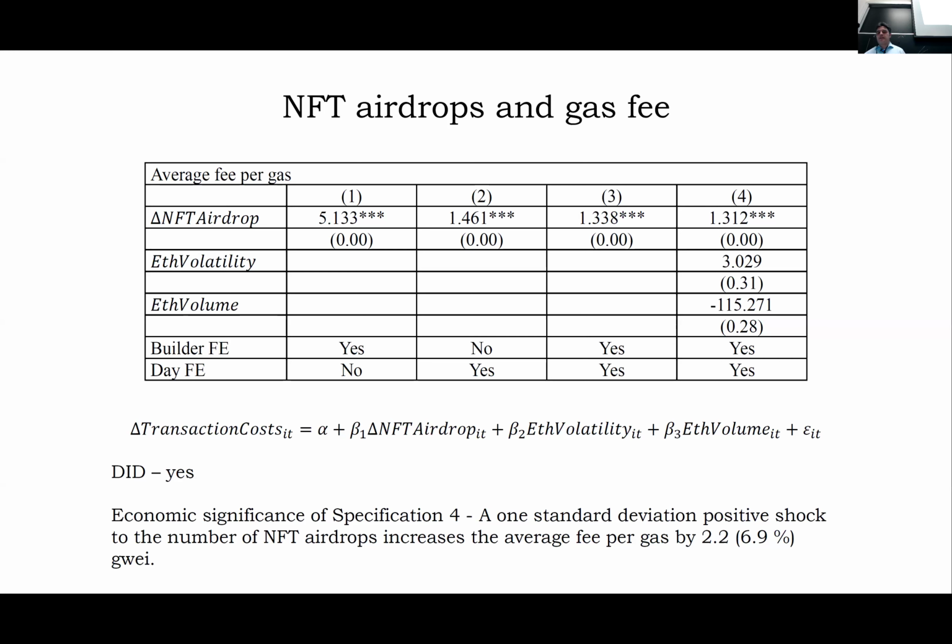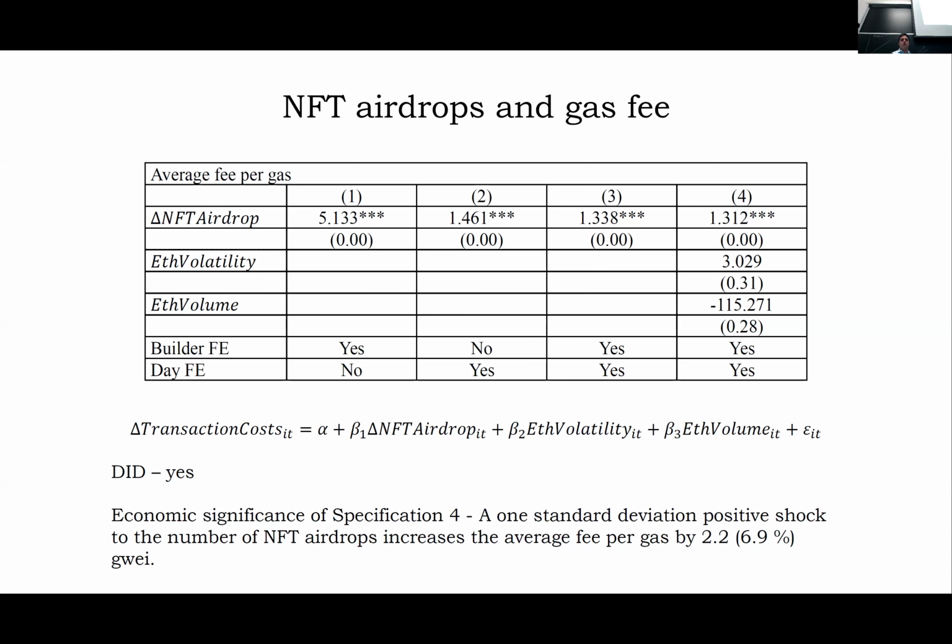And then we run a similar regression. Now here, as before, we look at the delta in transaction cost. In this case, the transaction costs are measured in terms of this average fee. And we regress it against the change in the airdrops, controlling again for volatility and volume. And you see again that if you have an increase in the number of airdrops of Ethereum relative to Polygon, this will increase the transaction cost measured in terms of total fee divided by total gas. So again, congestion is going up on Ethereum relative to Polygon, right?